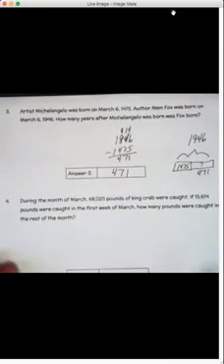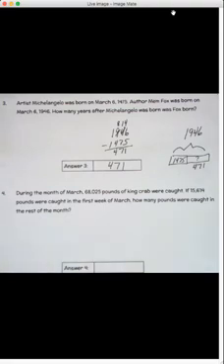Number 4. During the month of March, 68,025 pounds of king crab were caught. This is making me crave seafood. If 15,614 pounds were caught in the first week of March, how many pounds were caught in the rest of the month?